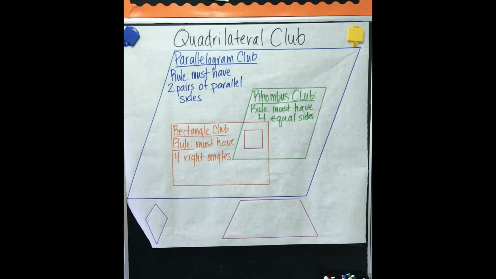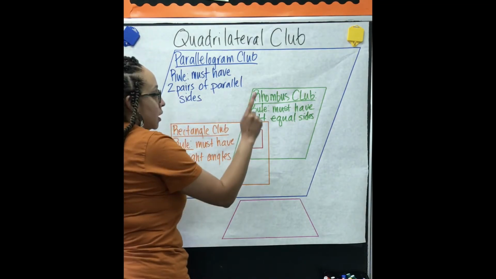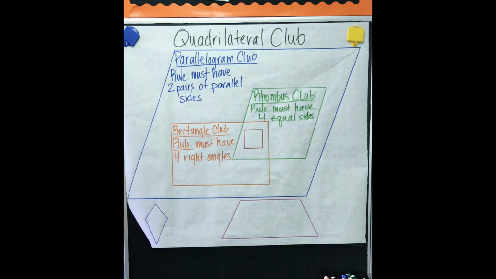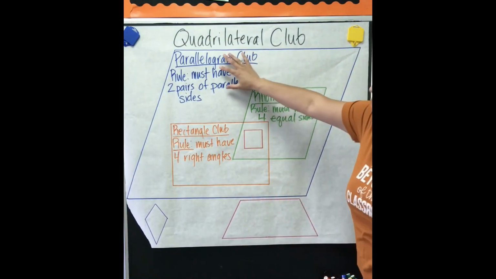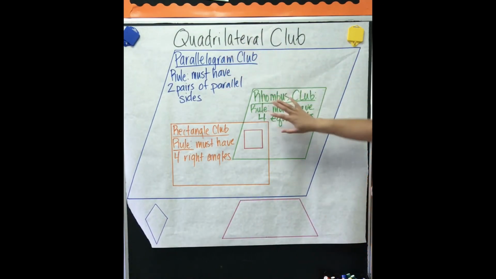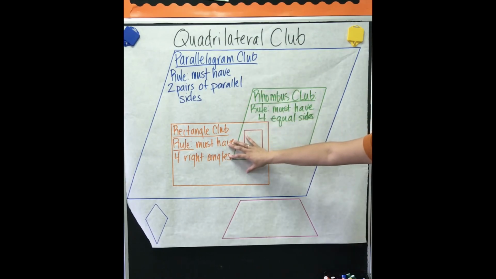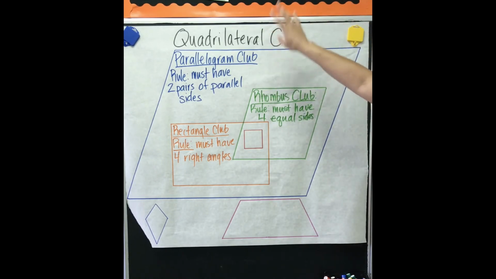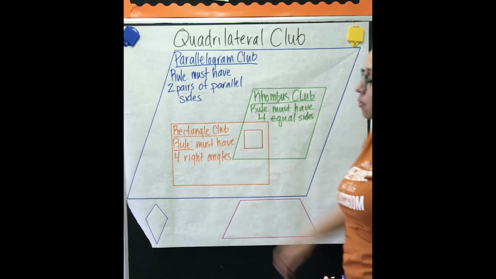But in order for it to be a rhombus and not just a parallelogram or a quadrilateral, it has to have 4 equal sides. Okay? One thing that we want to make sure that we're paying attention to is if you are a rhombus, it means that you are a parallelogram. If you are a parallelogram, you are not necessarily a rectangle or a rhombus. So parallelograms, the big one. Quadrilateral is really the big one. Parallelogram. Then underneath parallelogram, you can either be a rhombus or a rectangle.